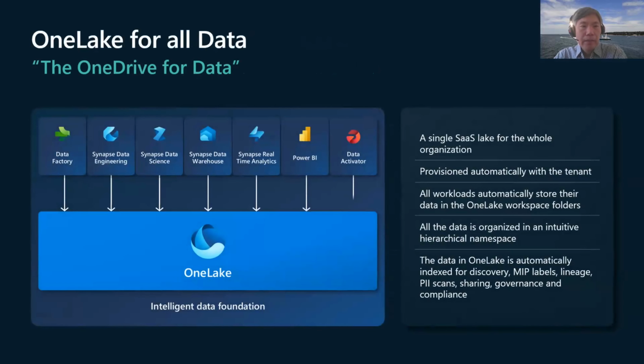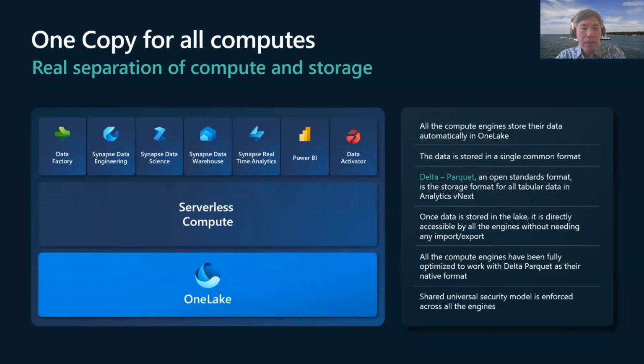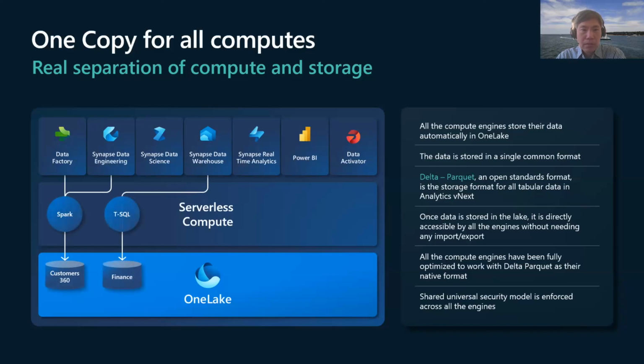So OneLake is at the heart of the Fabric architecture. Think of OneLake as a single unified SaaS data lake. It is provisioned with the Fabric tenant automatically. You never have to create a storage account for it, and it cannot be purchased alone. In the Fabric architecture, storage, which is OneLake, and compute are truly separated. All the computes are serverless. What's special is that the moment data gets into OneLake by one compute engine, all the other compute engines will be able to work with it instantly.